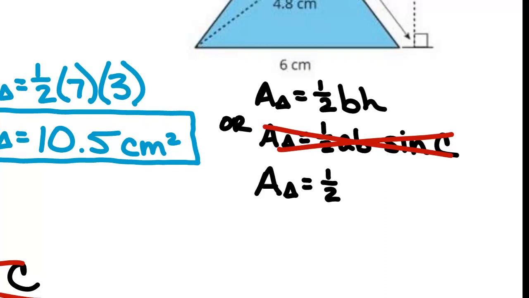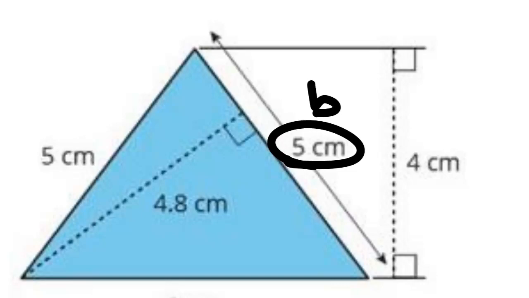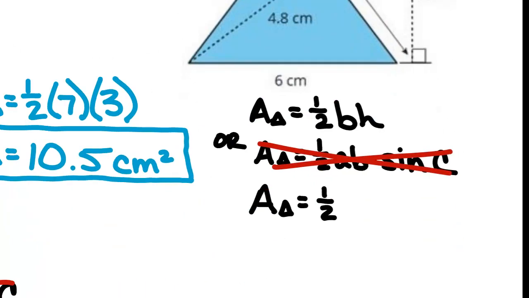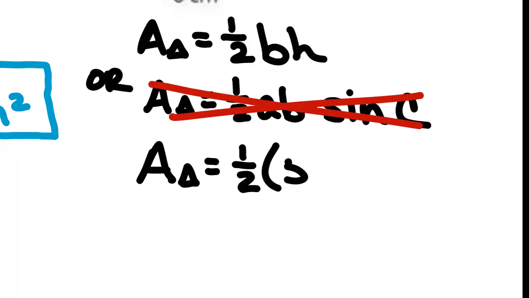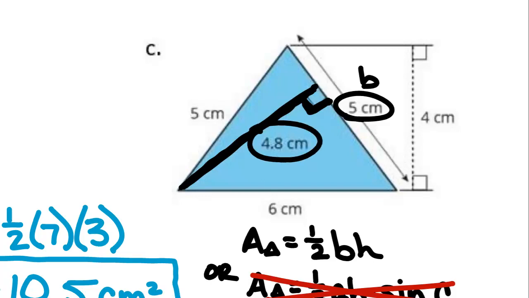What side did you use as a base? There's more than one right answer here. You used 5 right here, so we could use 5 as our base. That is a side of this triangle. What is perpendicular to the side that is 5? Because that has to be my height. 4.8 is the one that's forming a right angle with that side. So this would have to be your height.